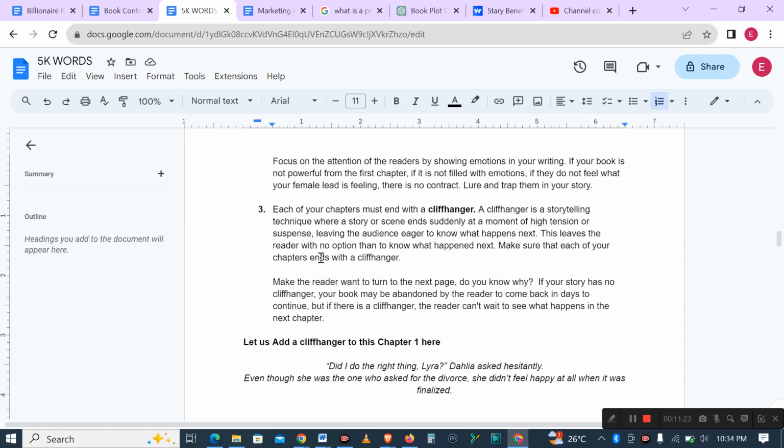This leaves the reader with no option than to know what happened next. Make sure that each of your chapters ends with a cliffhanger. So you are leaving them wondering what happened next. Imagine that you were watching a movie and the movie is very interesting, and there've been armed robbers terrorizing a town in the movie, and then they went to rob a bank, and then the police came and surrounded the bank, and that is where you ended the story.